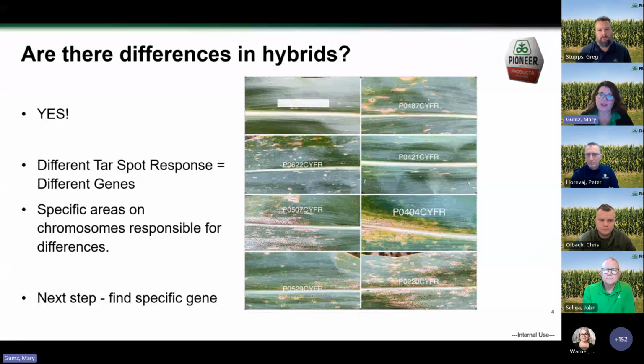And this is really encouraging because if you have a different tar spot response by hybrid, that means we've got different genes that confer tar spot tolerance or tar spot susceptibility, just like Peter was talking about. And we have identified some of those specific areas on chromosomes that are responsible for those differences. And the next step is really finding those specific genes or those specific areas of genes that we can make sure we put into hybrids and change that tolerance and more into resistance.